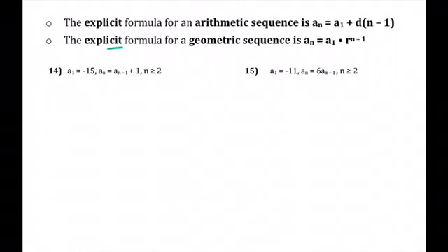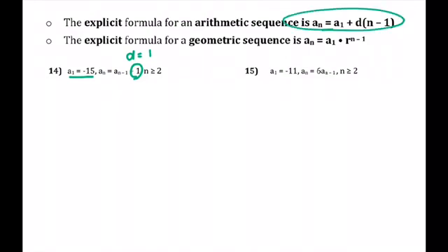All right, again, I just have this up here to remind you what the formulas are. So I'm giving you a recursive formula. You write the explicit formula. So looking at the recursive formula, there's a sub 1. I can tell that we're adding 1 every time, so d is equal to 1. So can you write the explicit formula? Here's how it goes. All I have to do is plug in the right numbers. A sub n is equal to a sub 1, which is negative 15, plus 1 times n minus 1. And there's your explicit formula. You do not need to simplify it beyond that. You're fine with that. That's an explicit formula.